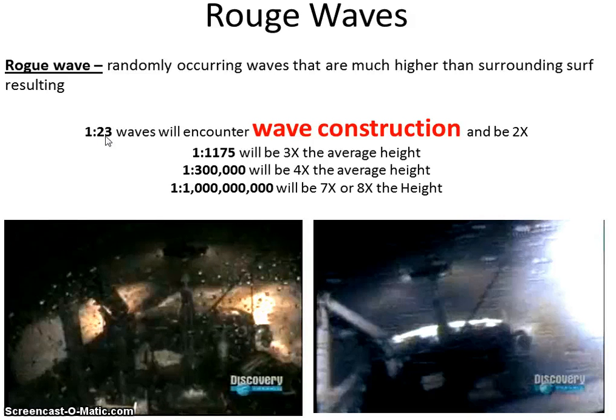And in fact, if you've jumped waves in the ocean, you've noticed this. If you jumped a number of waves, you see that one wave kind of appear out of nowhere. It's like, wow, that wave is bigger than the others. Well, that's probably the result of wave construction.